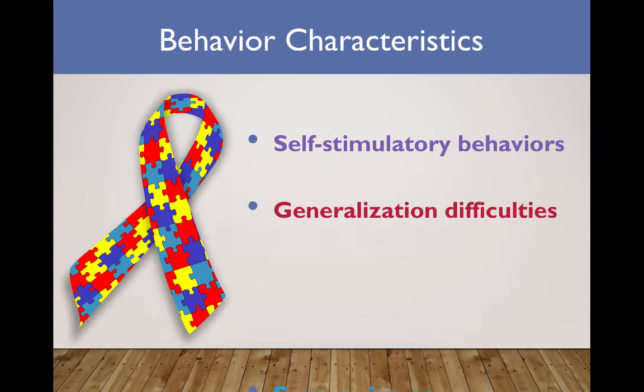The behavior characteristics, again, self-stimulatory behaviors. That's the repetitive movement or rocking. Generalization difficulties. So what that means is the child doesn't always show that they can generalize things across settings. They might be okay in one setting, but not in another. And sensory issues cause behavioral problems, such as when a noise is too loud or lights are too bright.